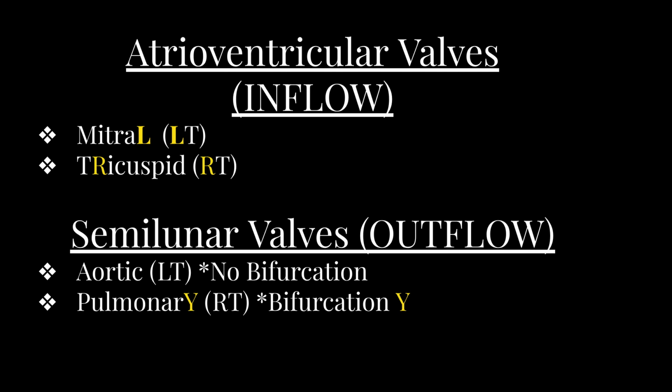The atrioventricular, or inflow valves, are the mitral on the left and the tricuspid on the right. The semilunar, or outflow valves, are the aortic on the left, which has no bifurcation, and the pulmonary on the right, which has a Y-shaped bifurcation.